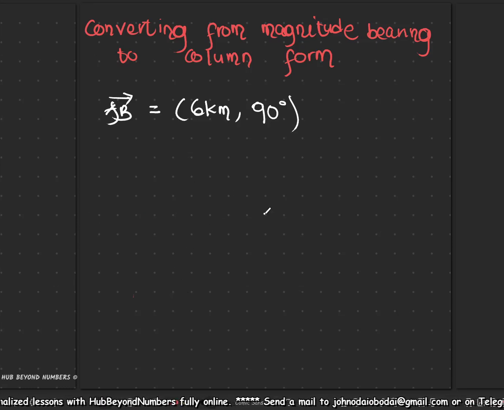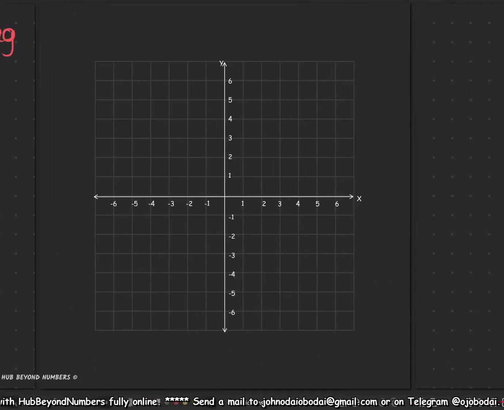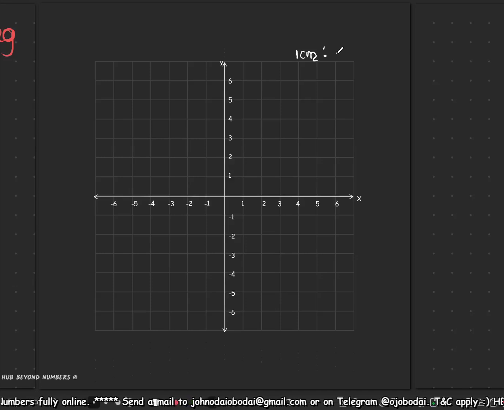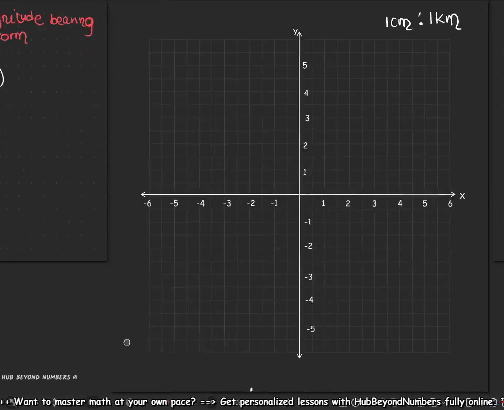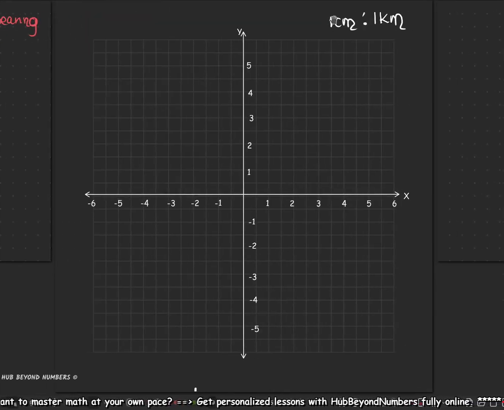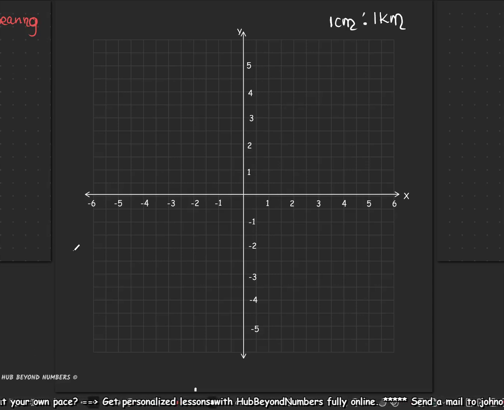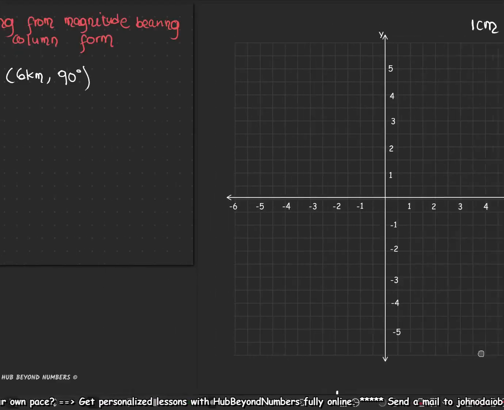Since our book is so small that we can't draw 6 kilometers, we use a scale. For every 1 centimeter, let's represent it with a kilometer. After stating that every 1 centimeter on your graph represents a kilometer, you now draw your bearing. And from the question, the bearing is 90 degrees.